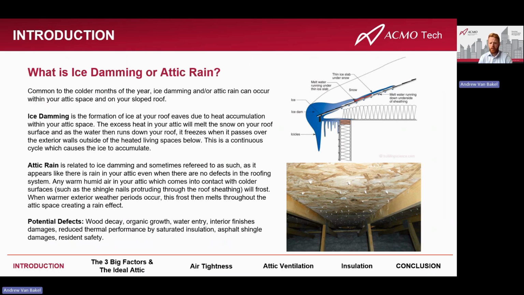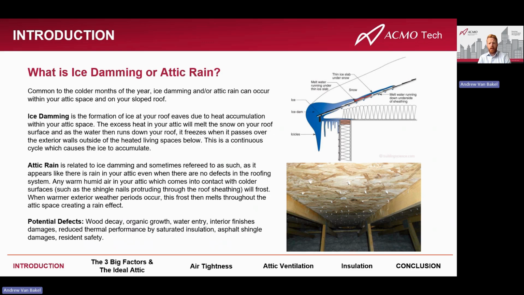What is ice damming, or sometimes referred to as attic rain? The terms are used interchangeably, and I'm sure it's something a lot of you have seen, especially living here in Canada. Ice damming is the formation of ice at the eaves of your roof, and it's due to heat accumulation in your attic. In the winter, when your homes are heated, some of that heat bleeds out from the inside into your attic, and then all that heat can melt the underside of the snow on your roof, turns into water, starts to flow down the roof, and then as it passes the exterior wall, where it's no longer above the heated space of your residence, it freezes. And then this process keeps happening and the ice gets thicker and bigger on the eaves of your roof.